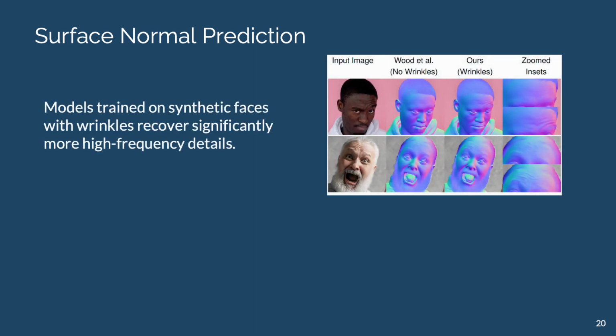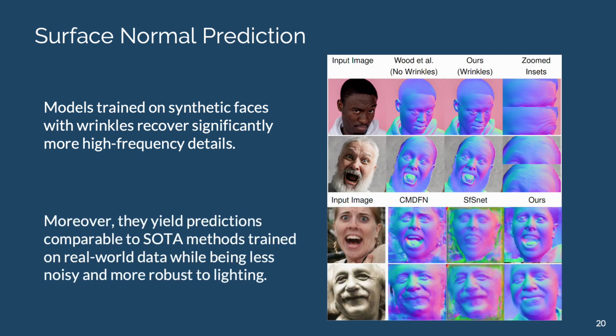For the task of surface normal estimation, models trained on synthetic faces with wrinkles recover significantly more high-frequency details. Moreover, we yield predictions comparable to state-of-the-art methods trained on real-world data while being less noisy and more robust to lighting.